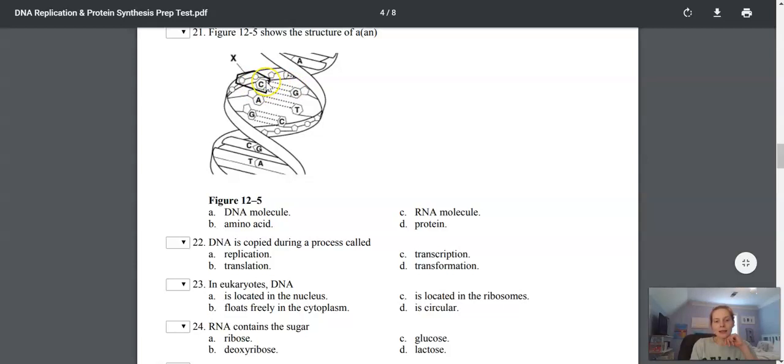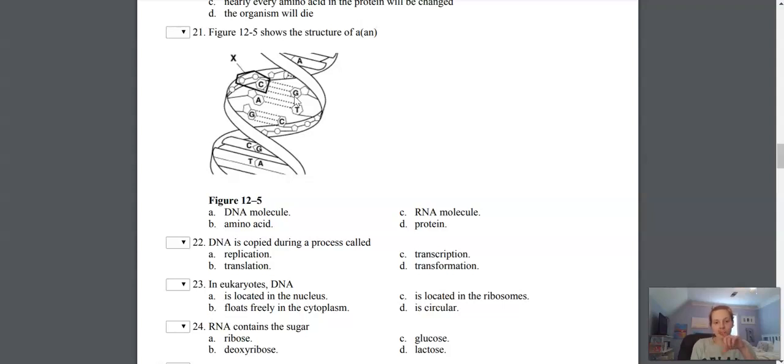What do these lines represent? These represent the hydrogen bonds that hold bases together. Very important you know that. And you also need to know what pairs with what. So if I gave you a test and I had this base blank and I had C right here, you better know that G goes with it, guys. That's easy peasy, free points. So take advantage of that.